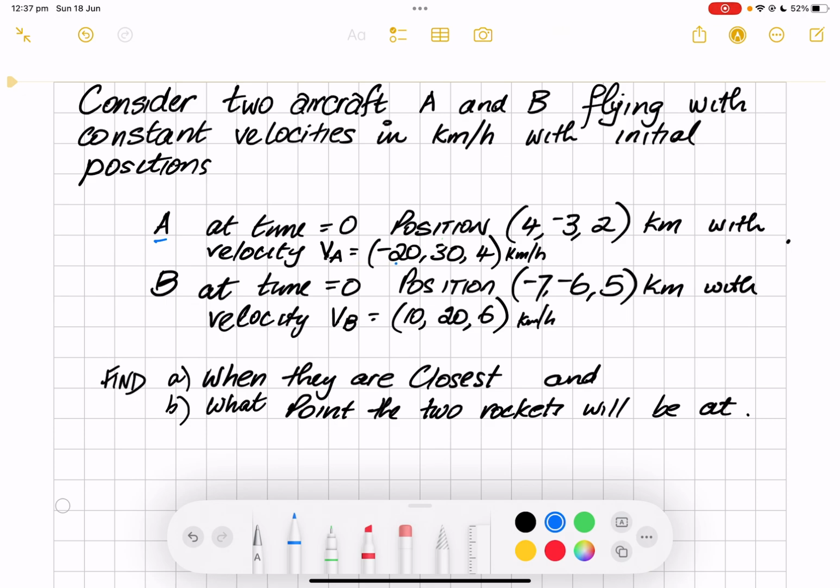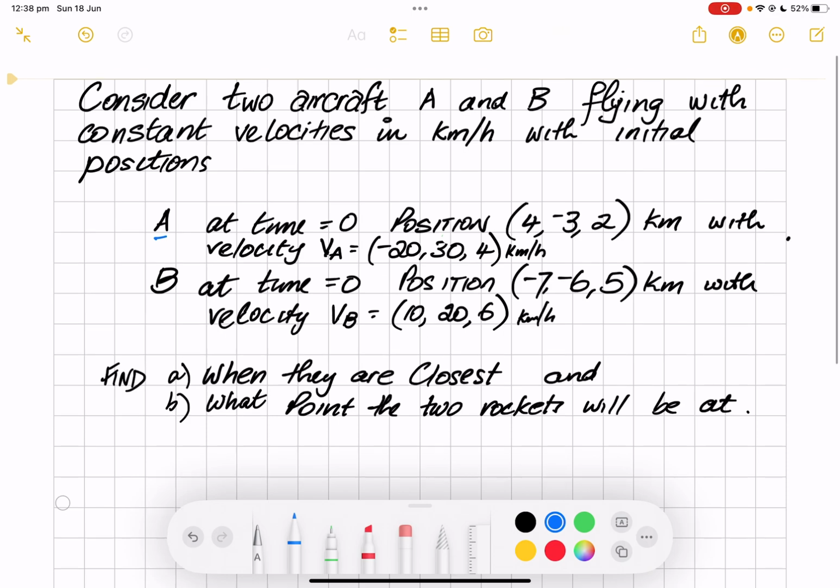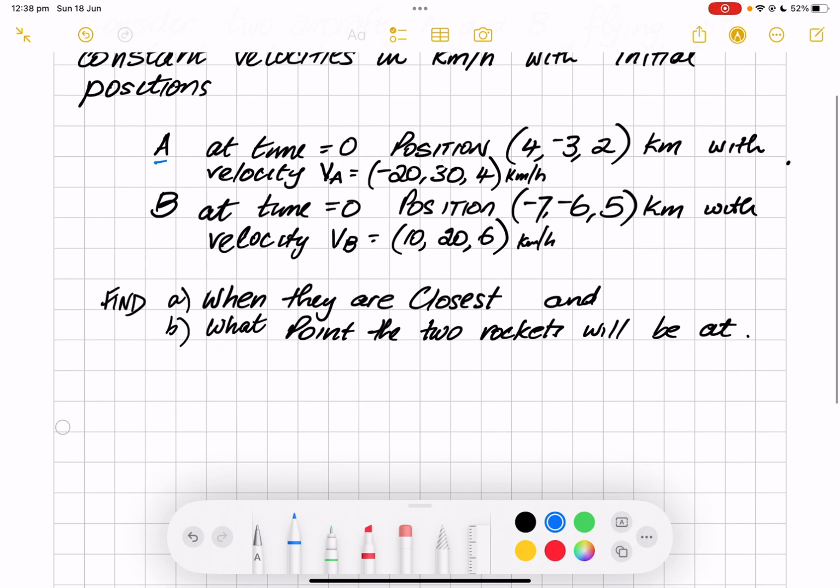With a velocity of -20 in the negative direction of the x-coordinate, +30 in the positive direction of the y-coordinate, and then vertically at 4 kilometers per hour. B is at position -7, -6, 5, travelling at a velocity of 10, 20, and 6. Find when they're closest and what point the two rockets will be at when they are closest.